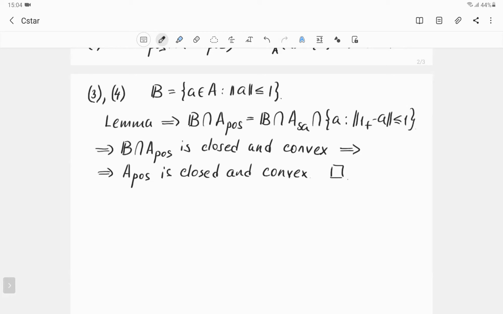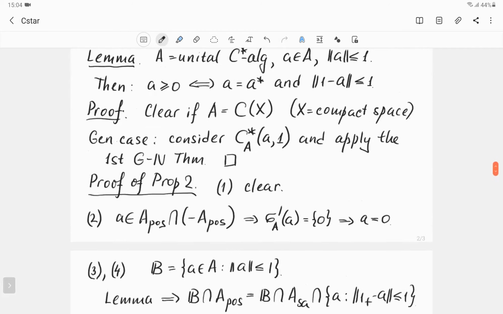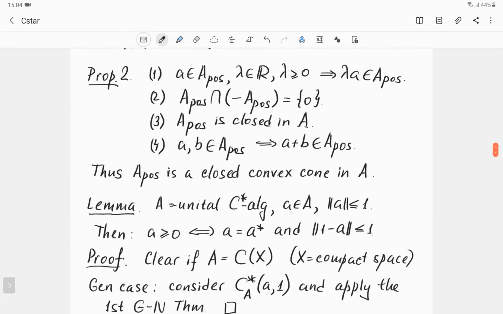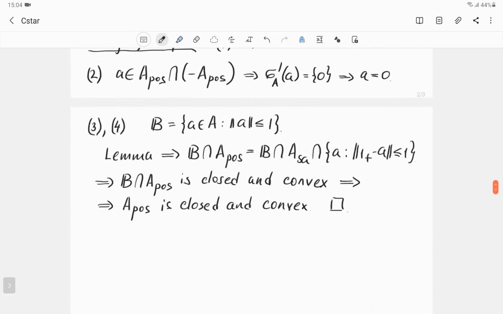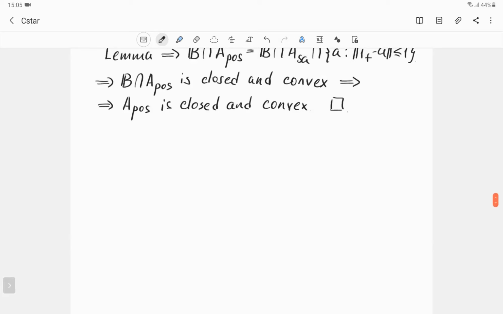Okay. So these are the basic properties of the set of positive elements. A useful property of positive elements is that each positive element has a unique positive square root. This is our next result, proposition 3.